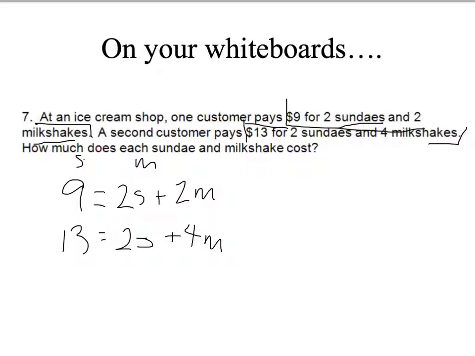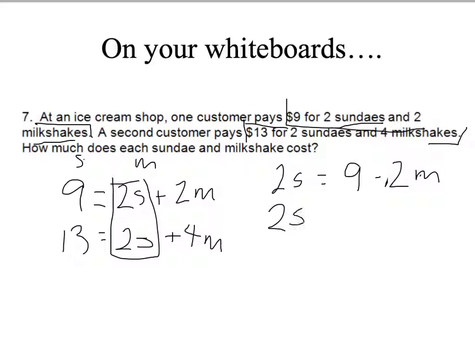Now, typically we solve this by graphing, but we can't do that right now. I don't have the graphing calculator option on my Explain Everything. So what we're going to do, since I have a 2s in common, I'm going to set both of these equal to 2s, and then I'm going to take the 2 equations and set them equal to each other. So on my top equation, 2s is equal to 9 minus 2m. And then for my second equation, 2s equals 13 minus 4m.